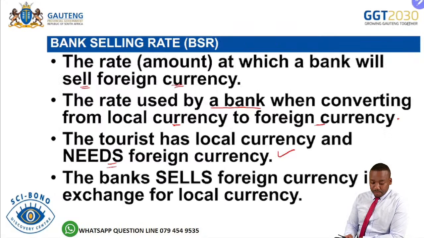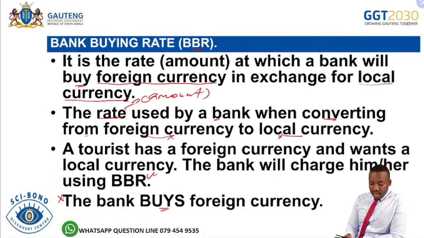Right. Let me give you 2 minutes so that you can jot down these explanations. We first start with bank buying rate. From bank buying rate, then we will move to bank selling rate, whereby now you need to write down these explanations. You are adding from what you are also given there at school. I'll be back just now.